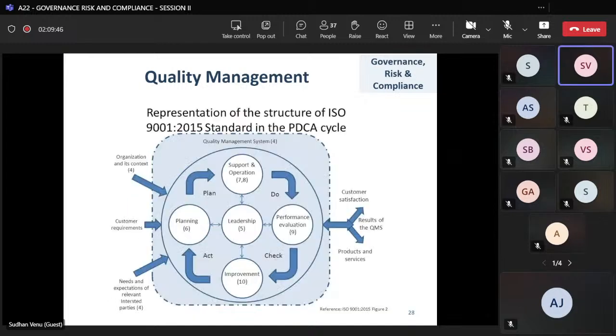And in this quality management, we have the representation of the structure in terms of ISO 9001:2015, a standard in the PDCA cycle, which is the 4 kinds of quality management system: plan, do, check, and act. So these are the things in terms of quality management, and we have each step here, and it will be explained.